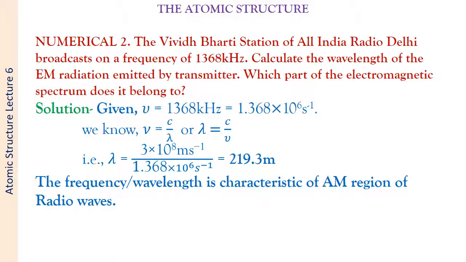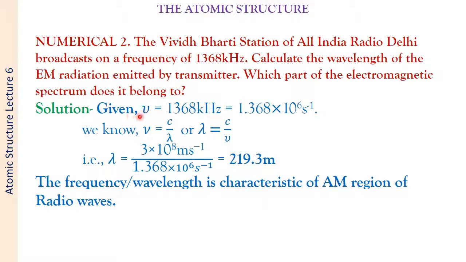The second numerical says that the Vivid Bharati station of All India Radio Delhi broadcasts on a frequency of 1368 kHz. Calculate the wavelength of the electromagnetic radiation emitted by the transmitter. Which part of the electromagnetic spectrum does it belong to? Okay, so this is basically a radio station. So the electromagnetic radiations we are talking about are the radio waves, right? So this is one thing which we can understand from the question also.